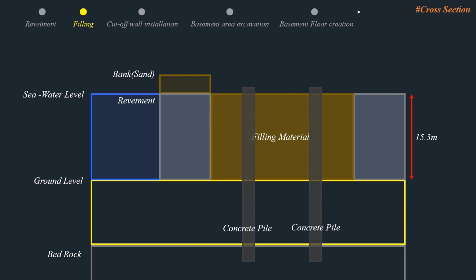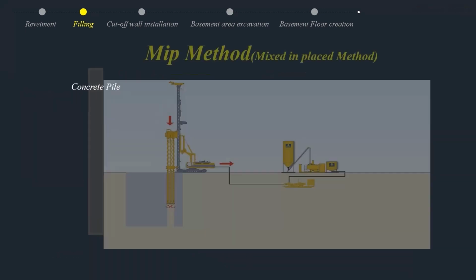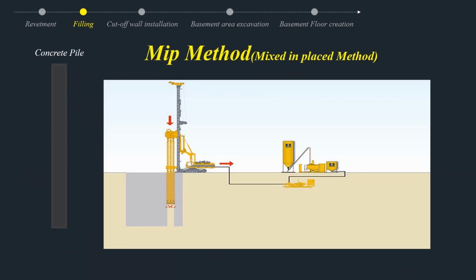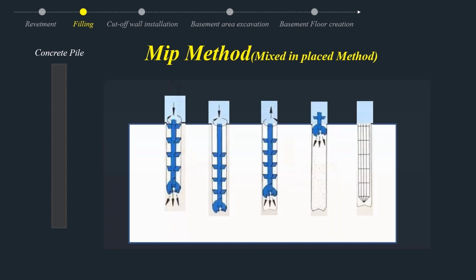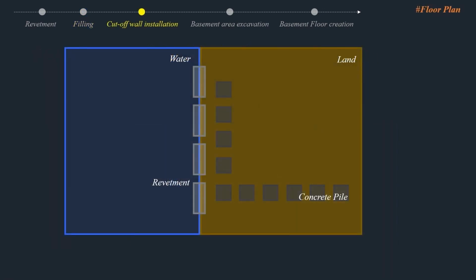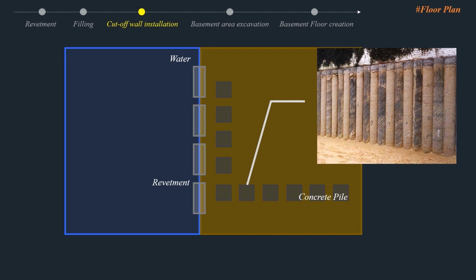Concrete piles made by the MIP method were driven at this beginning stage. These concrete piles were inserted in a shape interlocked with the bedrock of the island. The MIP method was selected for the piling because it is suitable for the sandy and gravel layers of Saadiyat Island. These piles were used to protect the structure from the sea by building a hydraulic cut-off wall.